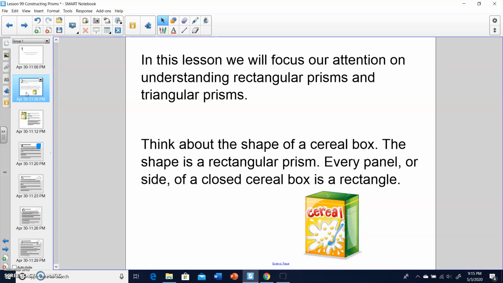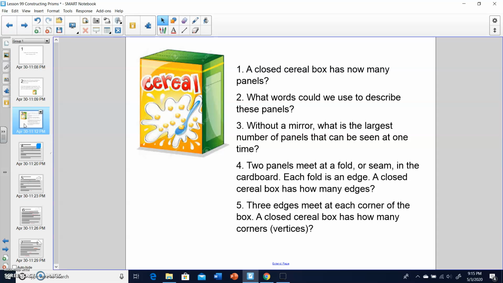Think about the shape of a cereal box. If you have some cereal in the morning, think about what that looks like, what that feels like. That shape is a rectangular prism. Every panel or every side of the closed cereal box is also a rectangle. They might be different sizes of rectangles, but they are all still rectangles.